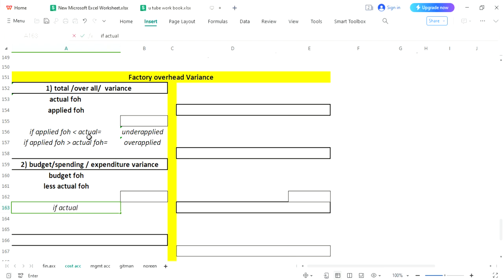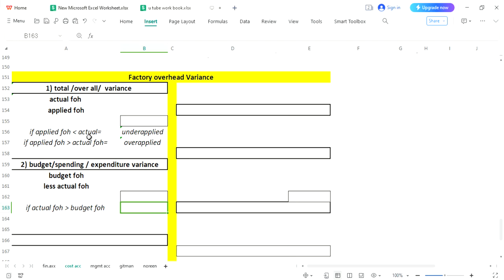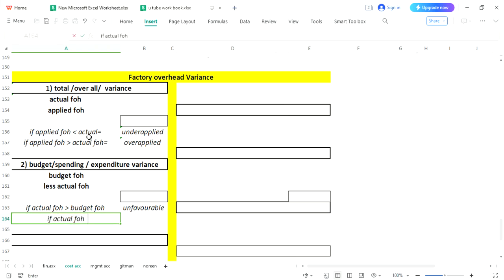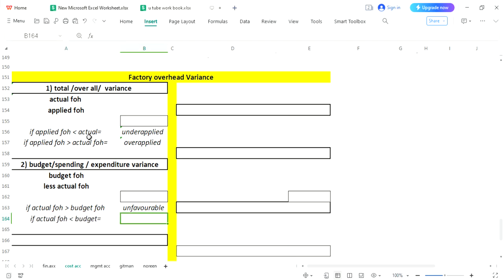So if actual FH is more than budget FH, what will you do? Actual is more. Whenever you are spending more amount in actual, you will not be happy with this situation, so it would be uncomfortable or unfavorable for you. Secondly, if actual FH is less than your budget, actually you are spending less, that would be in your favor, so you will call it favorable budget variance.